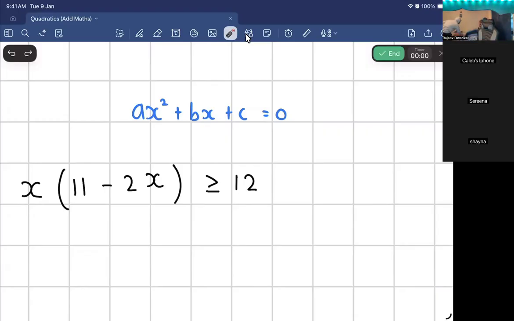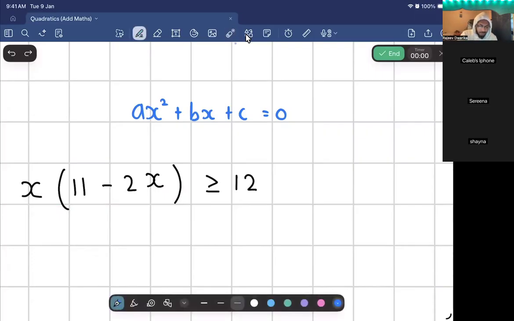So, Caleb, first things first, you're seeing an x on the outside and you're seeing brackets. Anytime you see this situation, you should think to expand. So, Caleb, tell me, do you think this is correct? Would it be correct if I wrote 11x minus 2x is more than or equal to 12? That's wrong. If you were gonna do that, that's wrong.